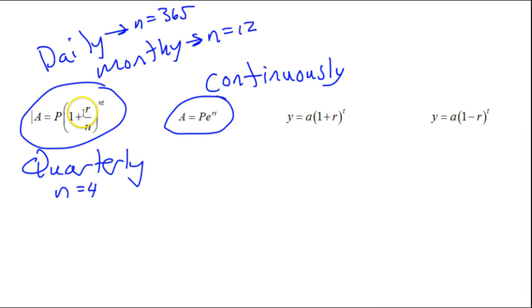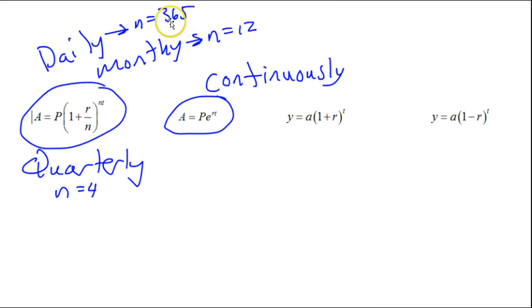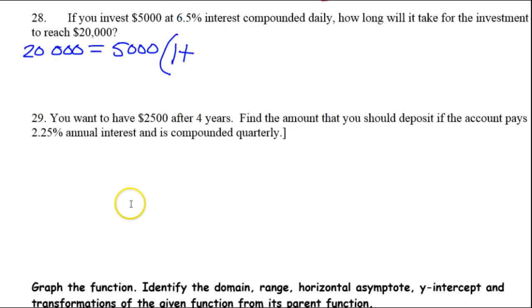I'm a big boy. So I have r over n. Alright, r is going to be the rate converted to a decimal, so this will change to 0.065. Okay, so 0.065 over n. Because it says daily, that means n is going to equal 365.